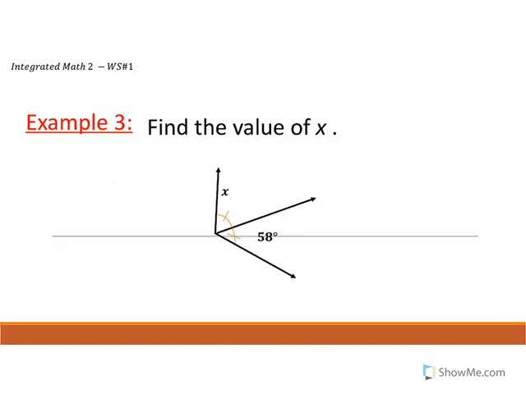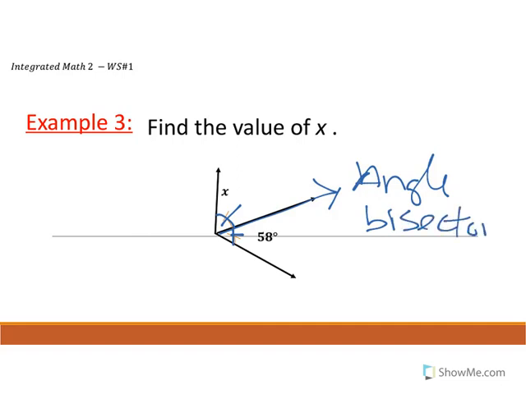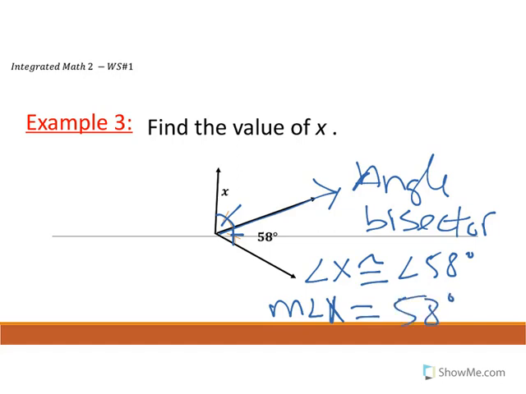Example 3, find the value of x. When we look at our diagram, we see that these two have the same marking, so this is our angle bisector. We know that angle x is congruent to the angle with 58 degrees. That means that the measurement of angle x is equal to 58 degrees.